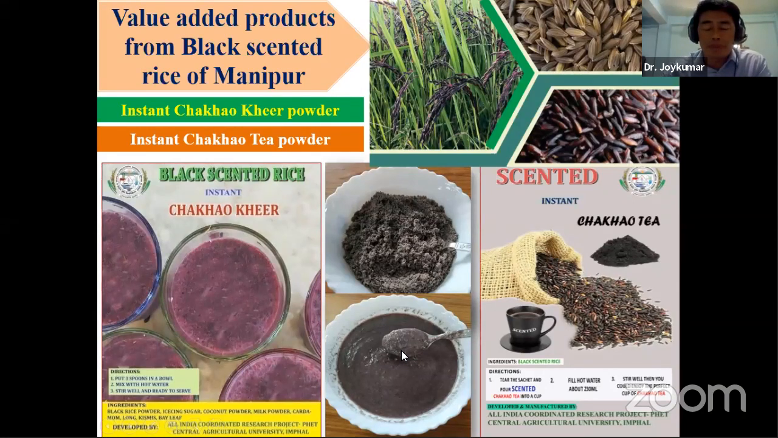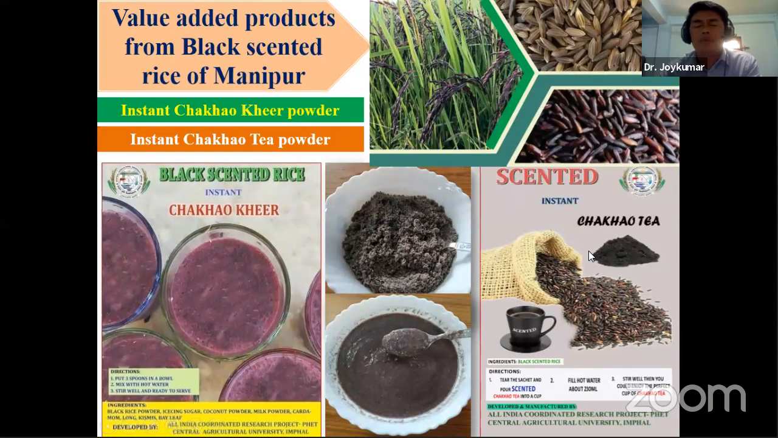Anytime you cannot prepare the kheer. So that's a practice. But if you convert this into instant kheer powder form, whenever you want to eat, you put a few spoons and mix with hot water, and you get that kheer. There's a big demand from the bodybuilders, especially for this product. We have already supplied it, though not commercialized, and there's a big demand. Likewise, it's now tea also.